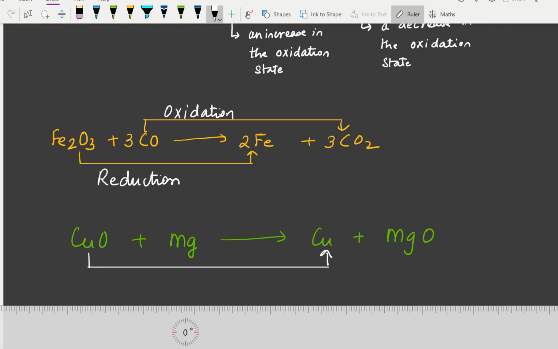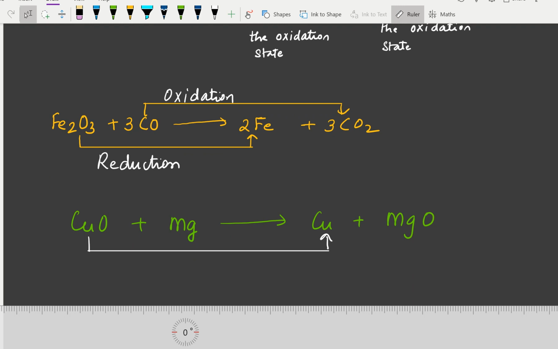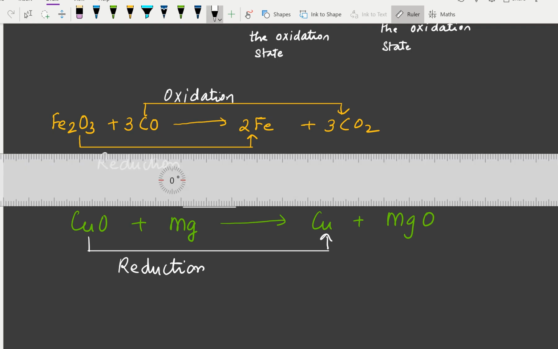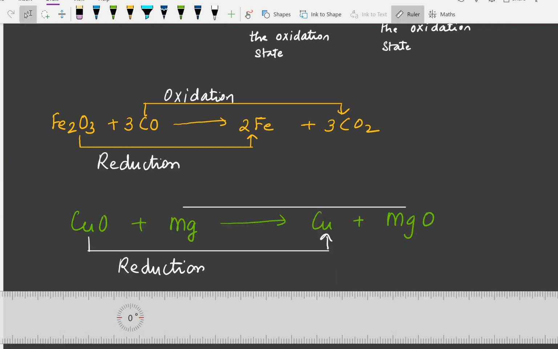Well, I find that copper oxide has lost its oxygen. So is it an oxidation or reduction? Yes, this is an example of reduction. Why? Because copper oxide lost oxygen. Similarly, let me see if I can find a relation between magnesium and magnesium oxide. How are these two related? Magnesium has gained an oxygen on the product side. So this is obviously an example of oxidation.